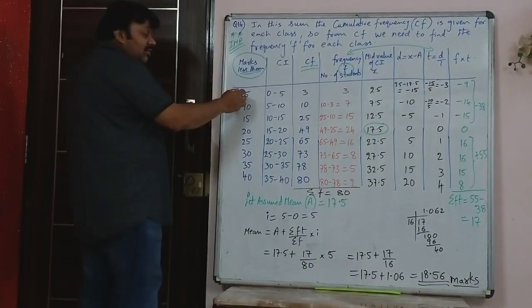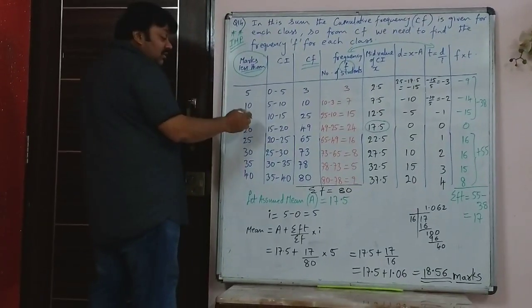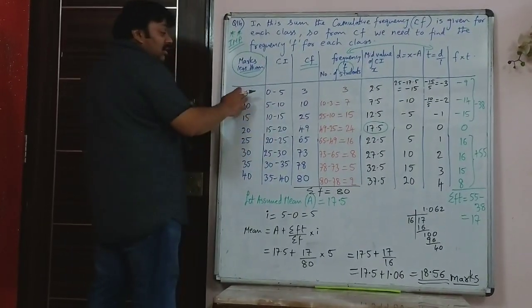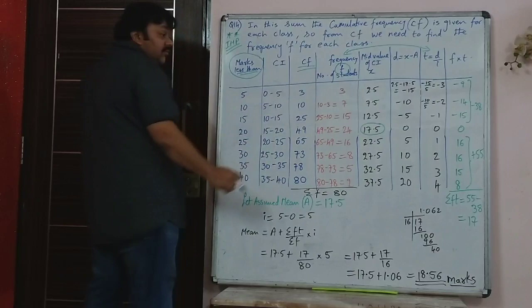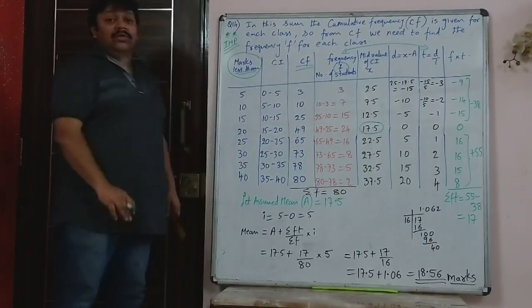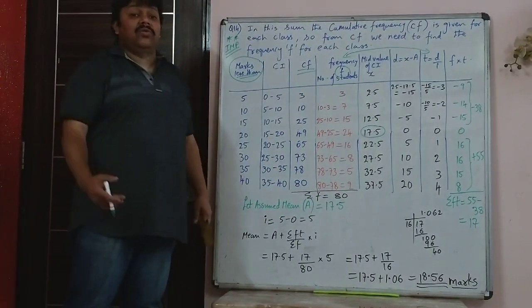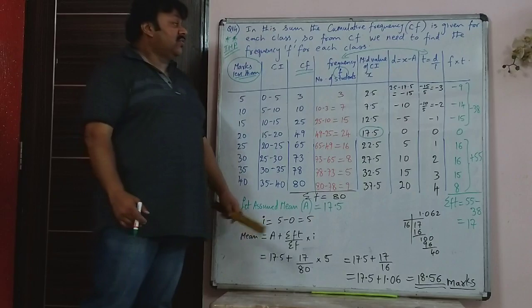You were told less than 5 there are 3 students, less than 10 there are 10 students, which means this less than 10 is already including these 3. And in the same way, less than 40 there are 80 students, which means the test was written by 80 students. That's the total number of students.